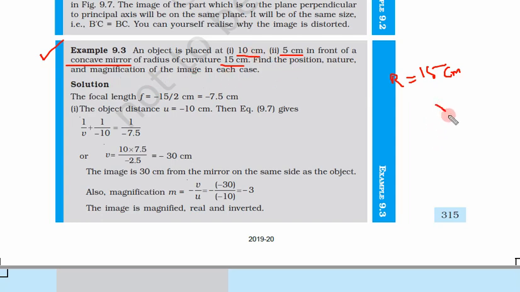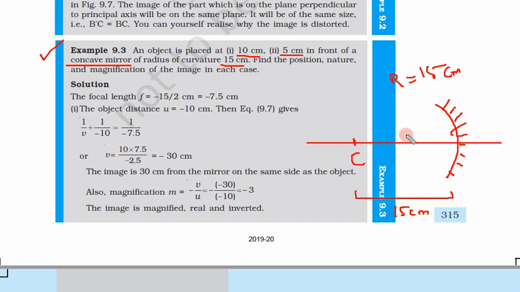So we are given a concave mirror. So this is our concave mirror, and let us draw its principal axis. So this is its principal axis. So we know if this point is C, that means center of curvature. So distance between pole and this center of curvature is 15 centimeter. Since we have drawn this on the left side, this distance is minus.